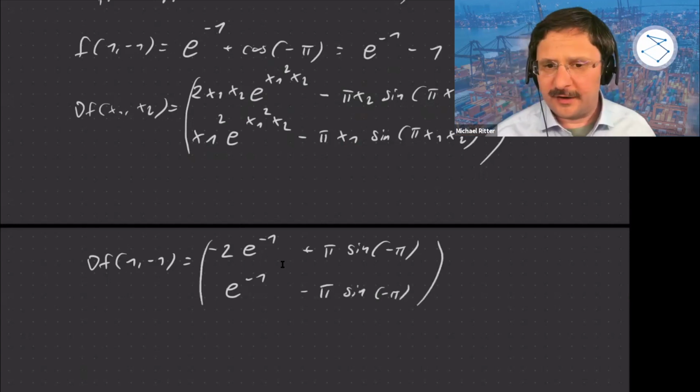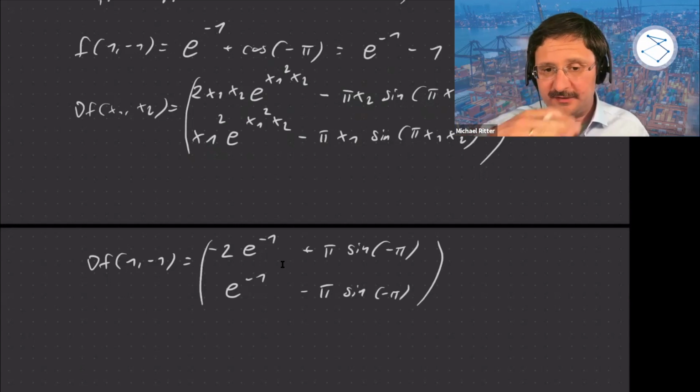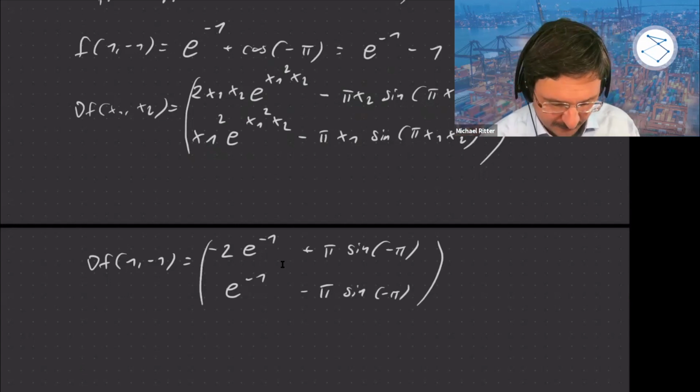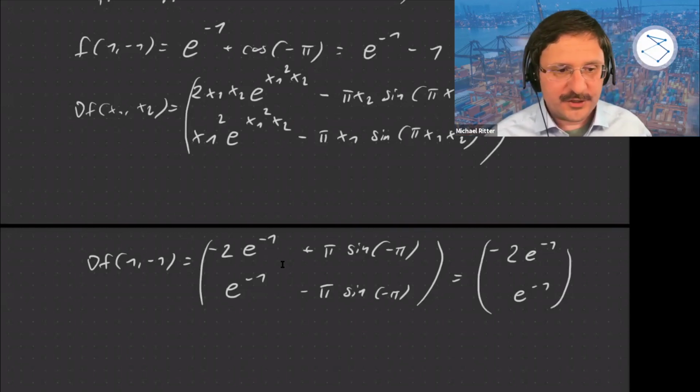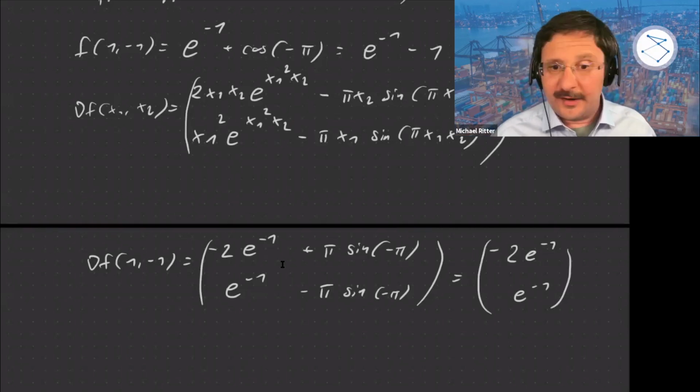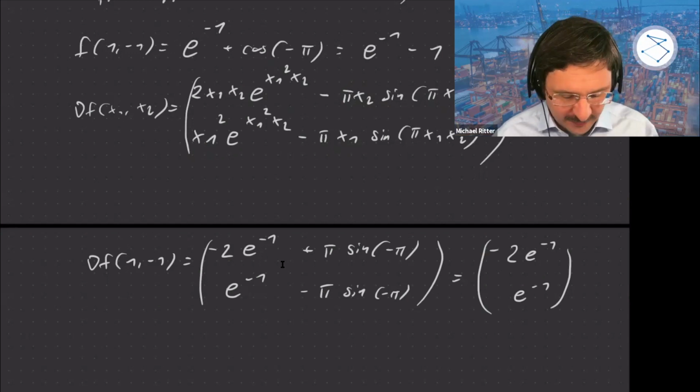And of course, the sine of minus pi is the same as the sine of pi. So that's 0 once again. And we are left with only these exponential terms here. Right, so that's our gradient at the point in question. And now we're ready to compute the Taylor polynomial.